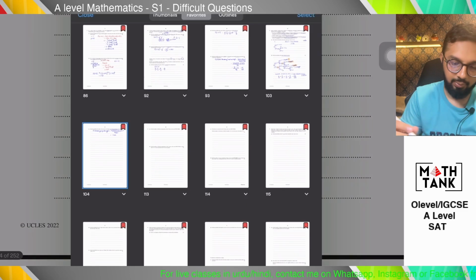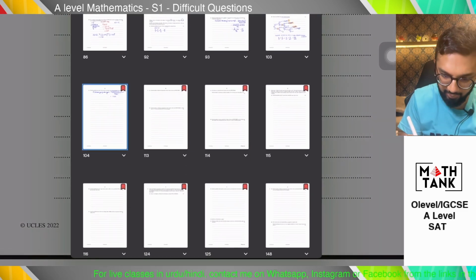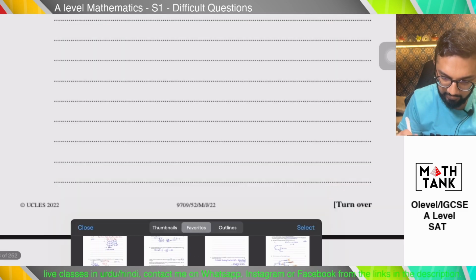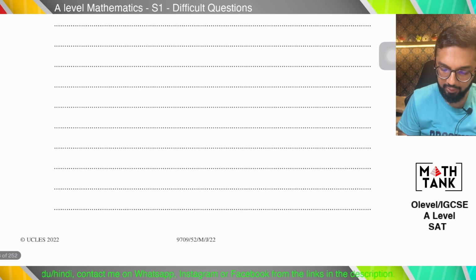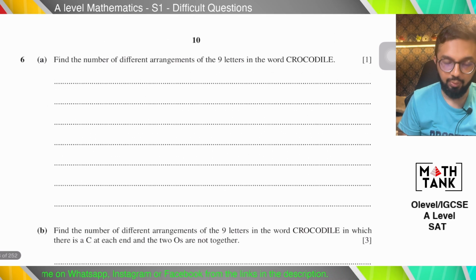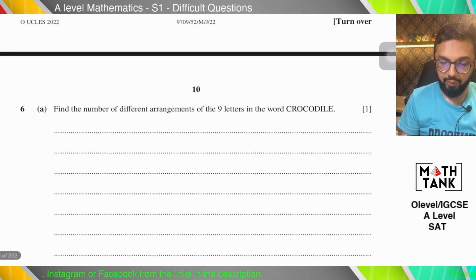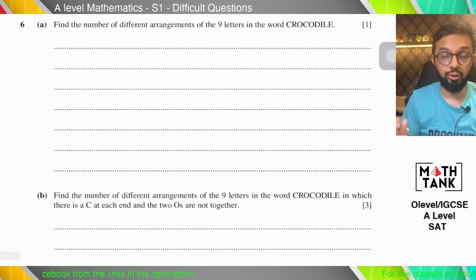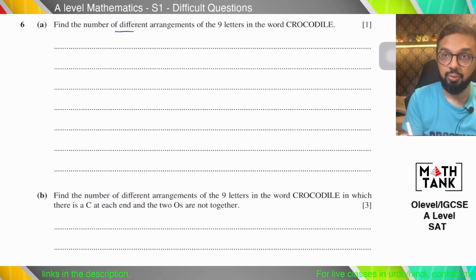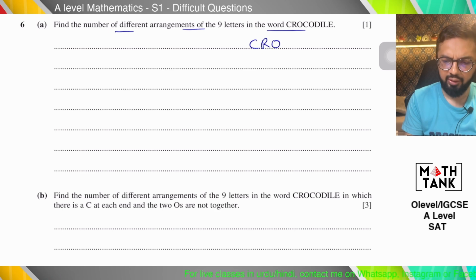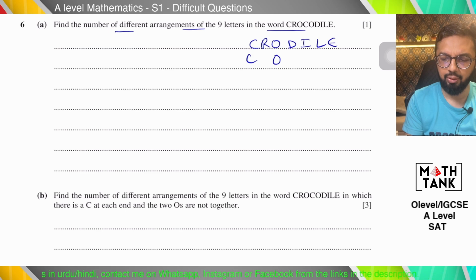I think I'll have to go to a different paper now. Okay. So this one is permutations and combinations from June 5, year 2022. Find the number of different arrangements of the 9 letters in the word crocodile. Okay. So I think the last part is tough, which a lot of people have a problem with. I've also done it yesterday on the permutations and combinations file.